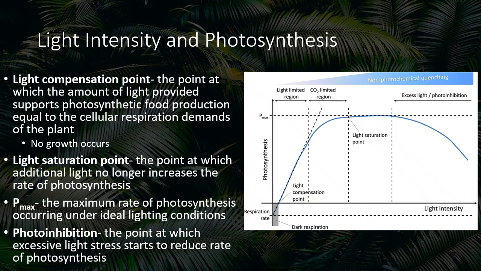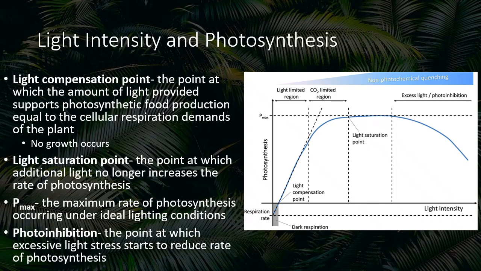Excessive light can also break down chlorophyll faster than the chlorophyll can be replenished, and that will bleach the leaf. And if the light level is really, really too high, we can actually sunburn the leaf and destroy the cells and tissue within the leaf, which is going to reduce the ability of the leaf to perform photosynthesis.